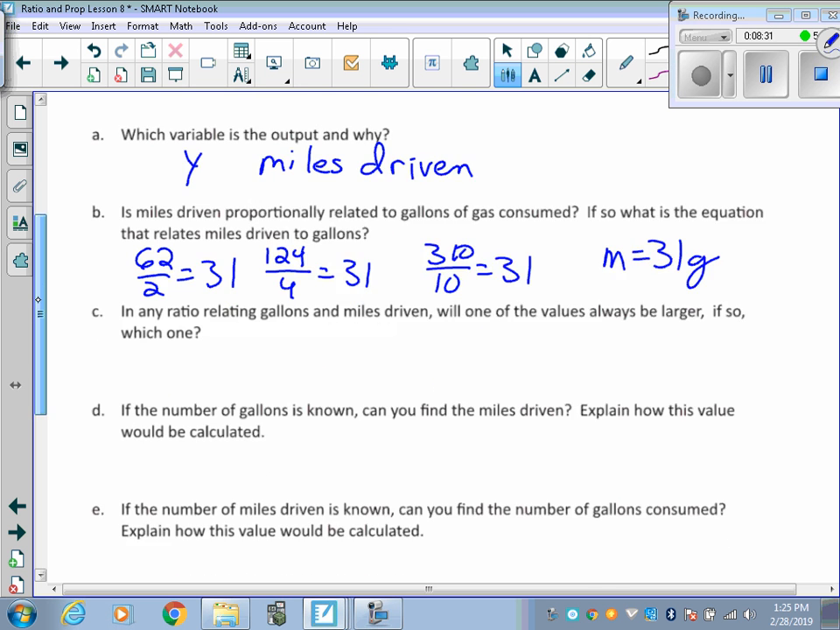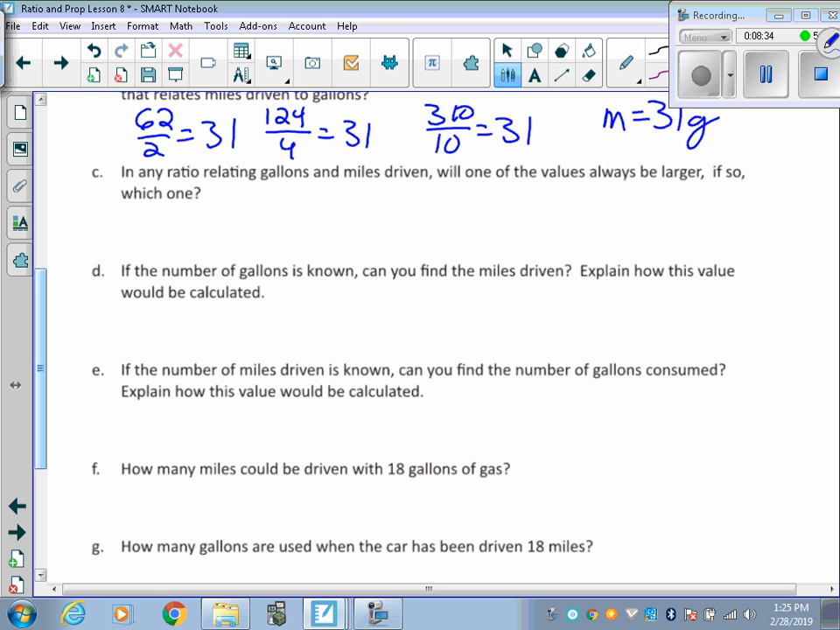For the next few questions, I want you to pause, or the substitute will pause this for just a second, and really think about this, because this is what I was talking about, proportional relationships and reasoning. In any ratio relating gallons and miles driven, will one of the values always be larger? If so, which one? You should be pausing it and then answering it. The answer is yes. Which one is larger? Miles. Miles is always larger. If you look at the table, you'll see that the number of miles is always larger than the number of gallons.